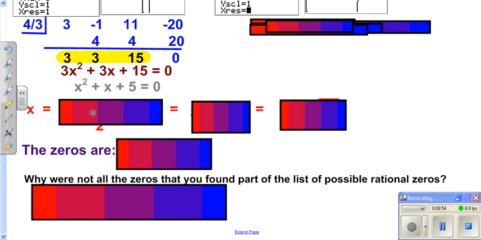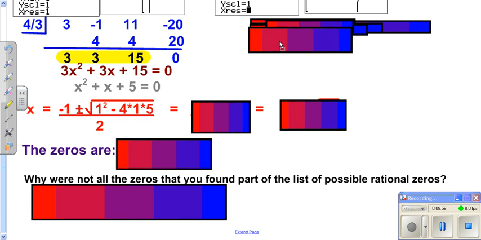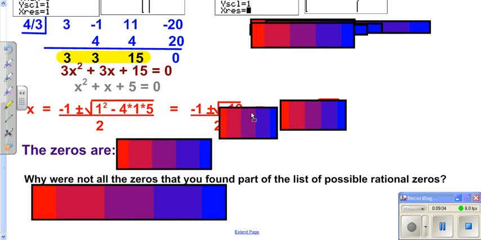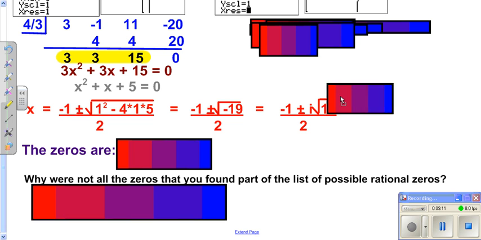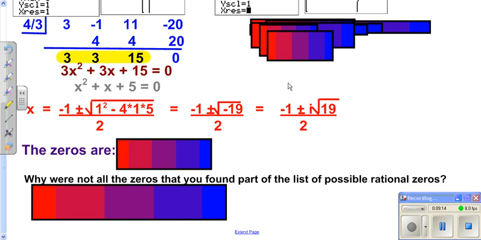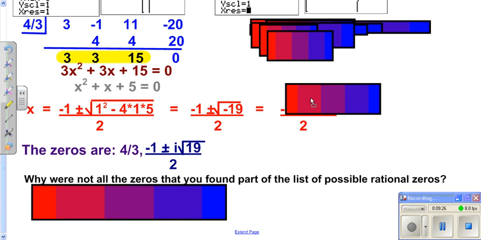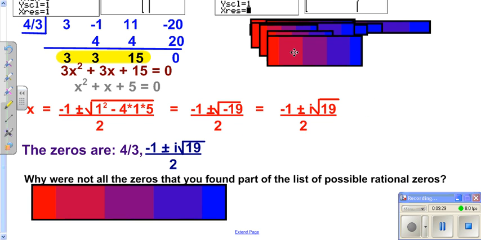It's not going to factor nicely, so we'll just use our quadratic formula. -1 plus or minus, and what's inside your root reduces down to -19. We don't want to have a negative in our root, so remember that negative comes out as an i. So we get -1 plus or minus i root 19, all over 2. So our zeros that we came up with are the 4/3, and then our plus or minus i root 19, all over 2.